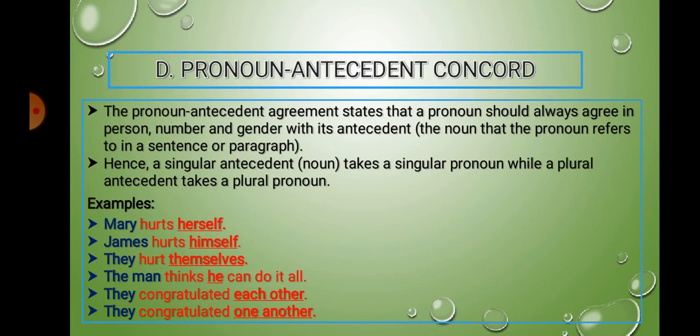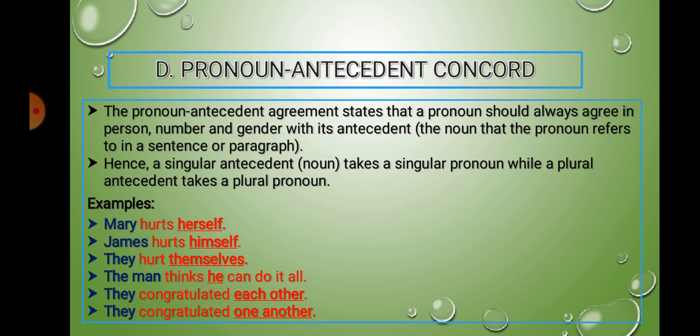Examples are: Mary hurts herself. Mary, one person. In terms of number, one. In gender, she's a female. Then Mary agrees with the choosing of the pronoun herself. We can't say Mary hurts himself. That is, we are violating the rules of concord or grammar. Example two says John hurts himself, or James hurts himself. James is a boy or man, then himself goes with it.